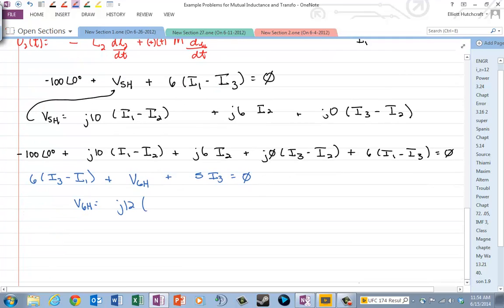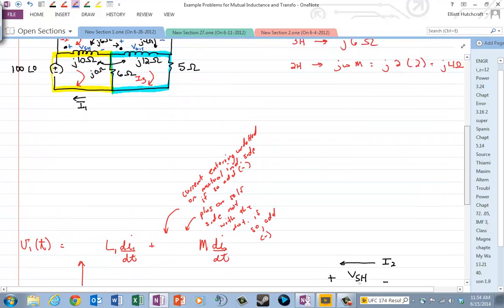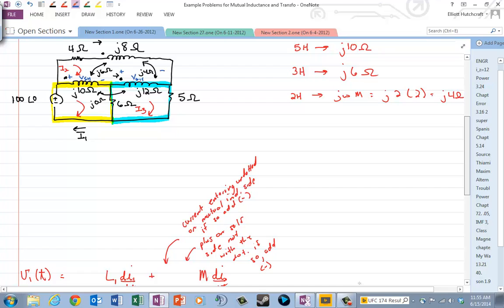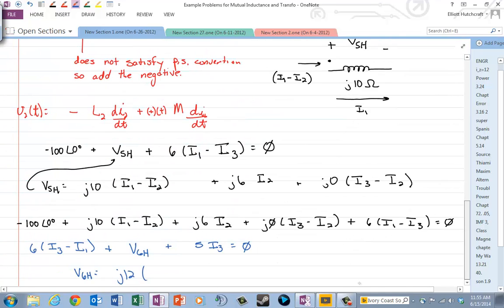And the current going into that dot, okay, I3 is going into it, I2 is going the opposite direction, so the current going into the dot, or excuse me, I should be saying into the plus, is I3 minus I2.